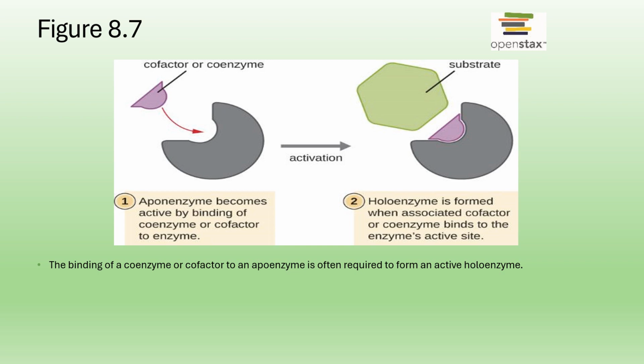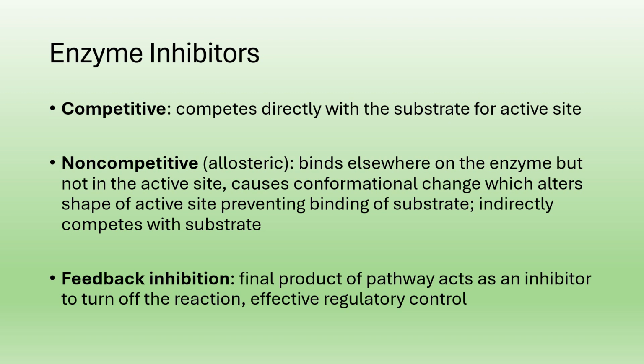So sometimes I say you need to have a coenzyme or a cofactor, something that helps out. And remember, the difference is just whether it's organic versus inorganic. It's going to typically bind first and then allow the substrate to bind. Sometimes we have inhibitors. Inhibitors are compounds that will either directly or indirectly prevent the reaction from occurring.